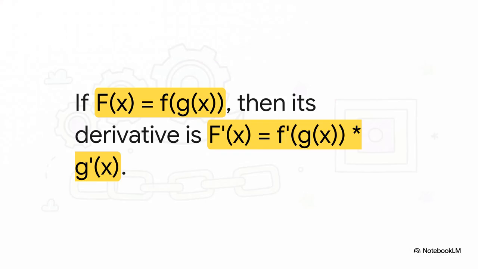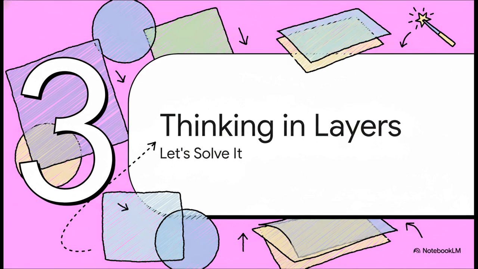Now, for those of you who like the formal mathematical notation, this is what it looks like. If some big function, f of x, is really an outer function f with an inner function g plugged into it, then its derivative is the derivative of the outside, with the inside still there, times the derivative of the inside. It's saying the exact same thing as our 3 steps, just in math speak. All right, enough theory. Let's actually put this into practice. We're going to use a little trick with our next example that makes seeing these layers super easy.